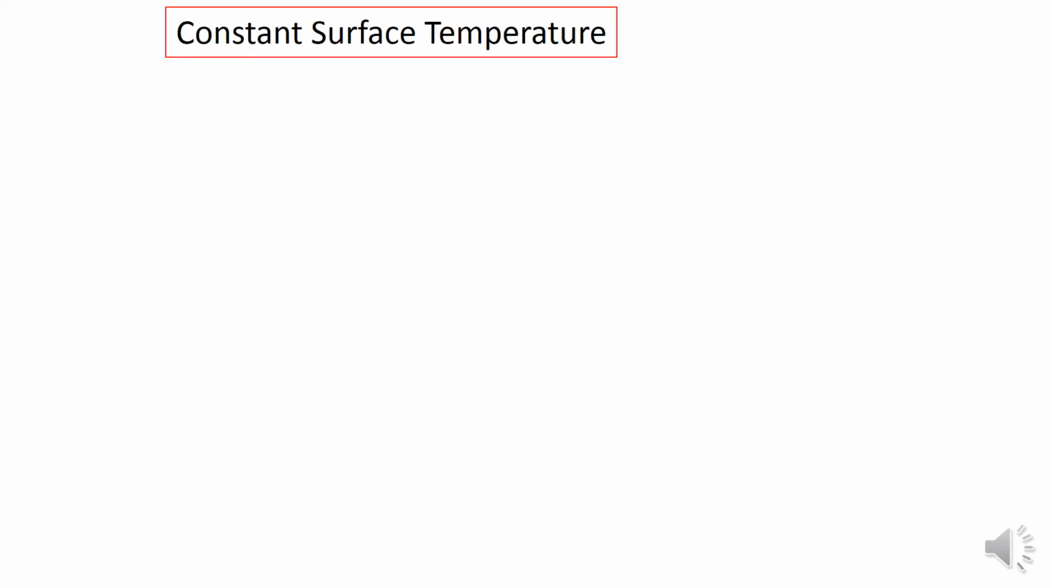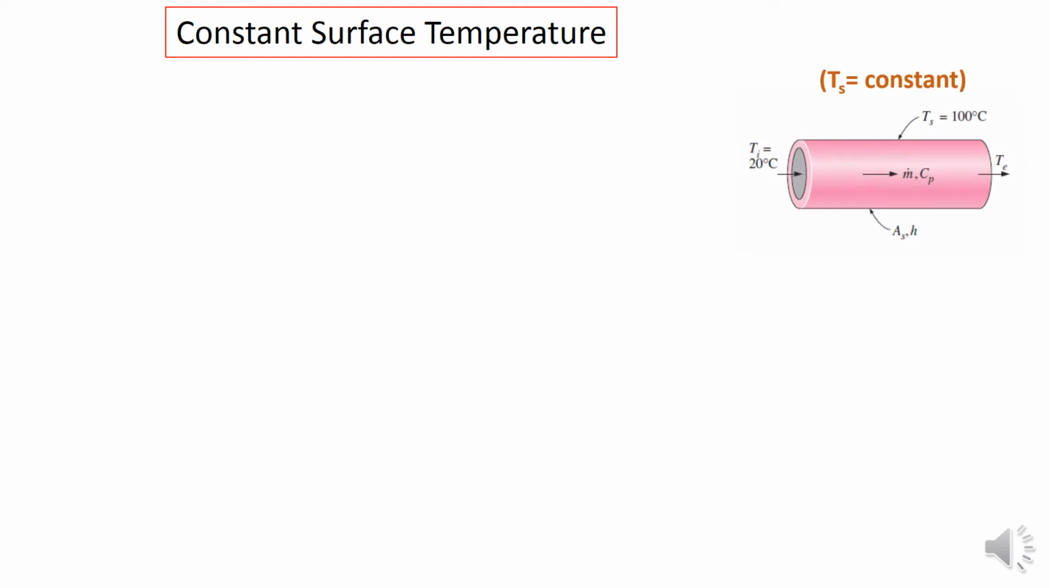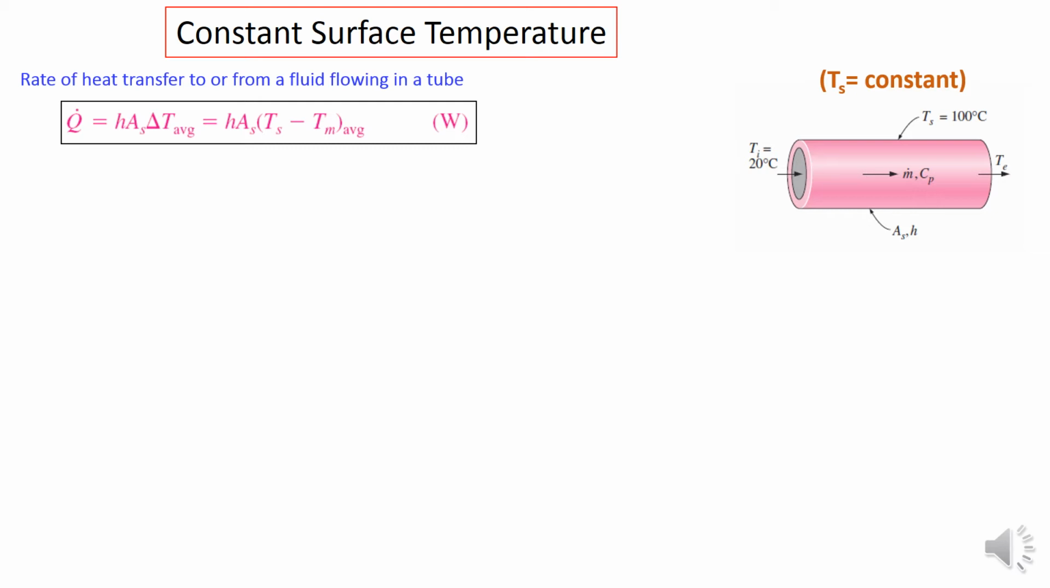Constant surface temperature, Ts equal to constant, is the boundary condition of this system. The rate of heat transfer to or from a fluid flowing in a tube is given by this equation, which is the convection heat transfer equation. Here h is the convection coefficient, As is the surface area, delta T average is the average temperature difference, which is given here as the surface temperature minus the mean temperature of the fluid.